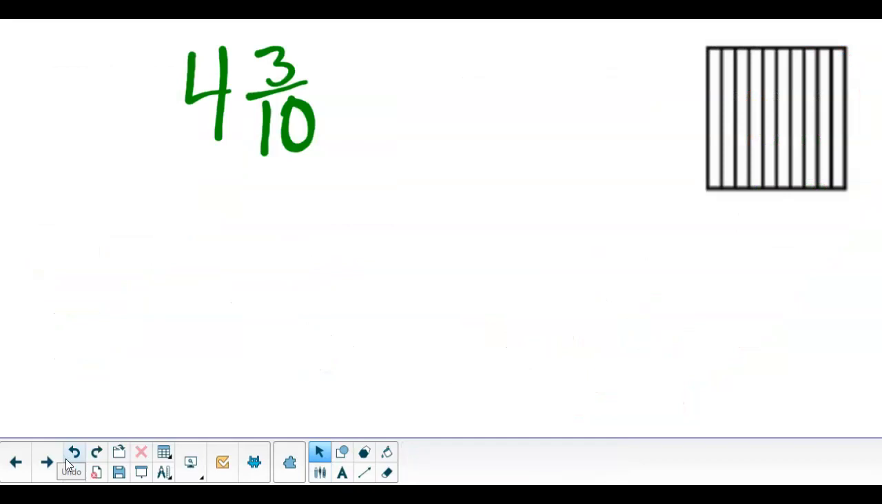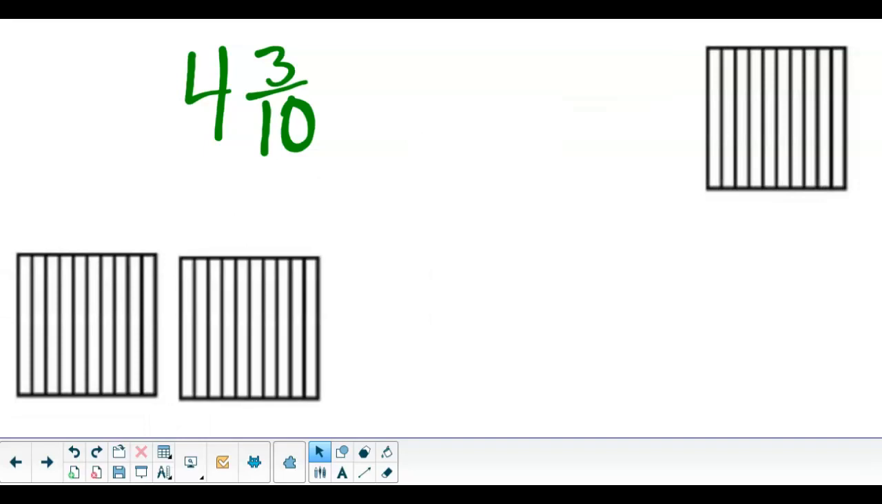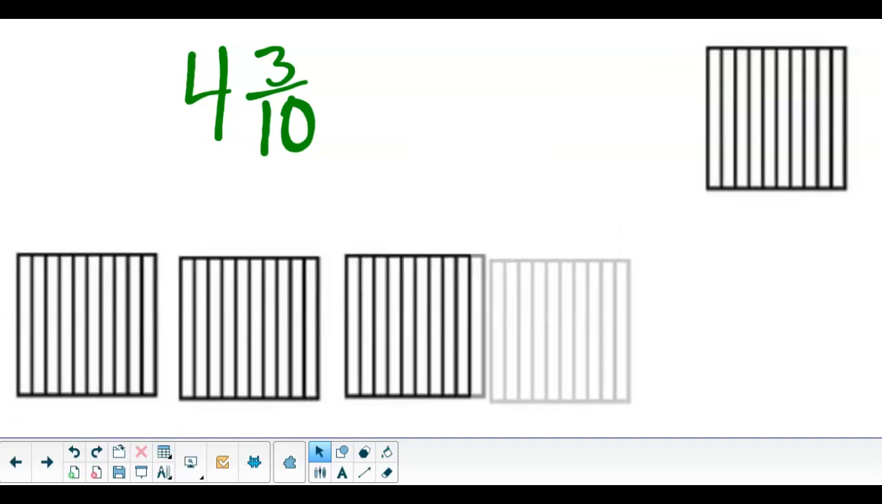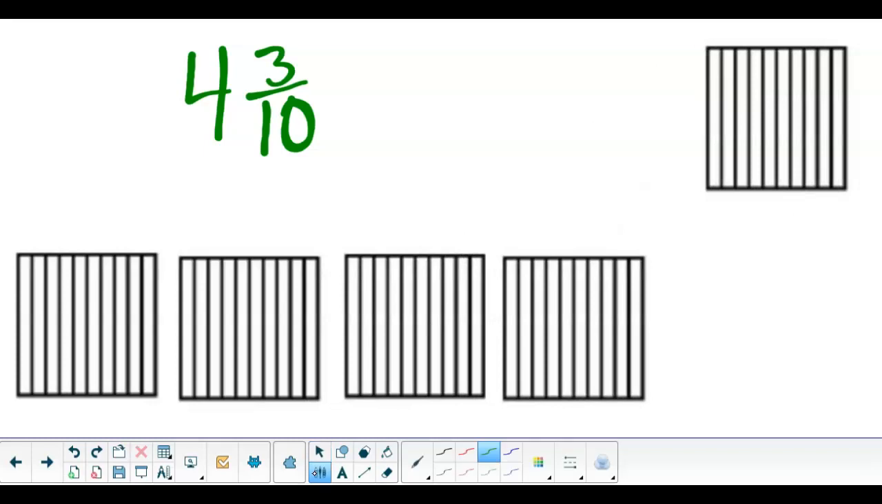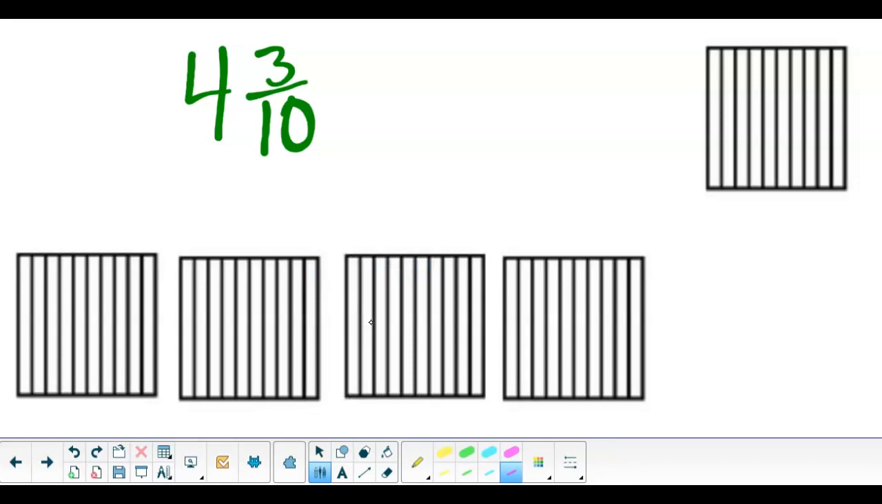All right, let's discuss mixed numbers, 4 and 3 tenths. So what does that mean? What does 4 mean? Well, 4 means 4 wholes, correct? So that would be 1 whole, 2 wholes, 3 wholes, 4 wholes, right? That represents my whole number. So I'm going to shade them in because there are 4 wholes. I'm just going to do a little ziggle-zaggle. Okay, so that represents my 4.